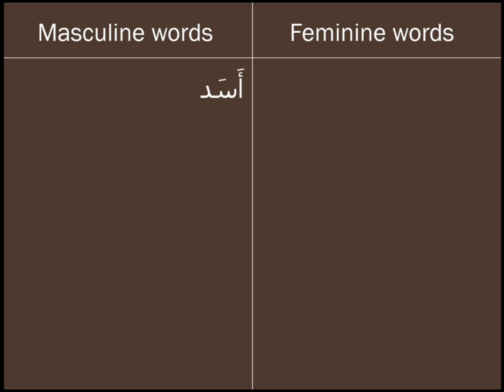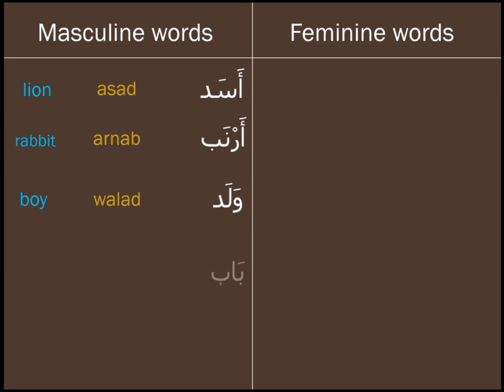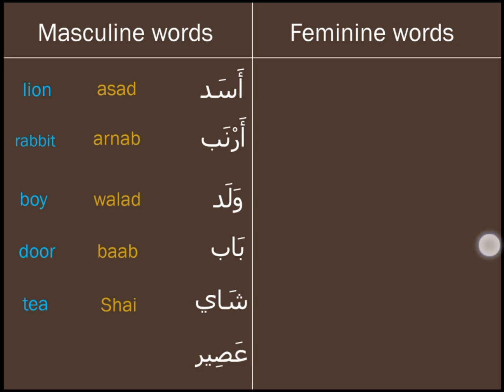أسد, lion. أرنب, rabbit. ولد, boy. باب, door. شاي, tea. عصير, juice.